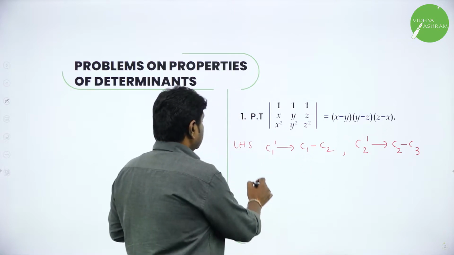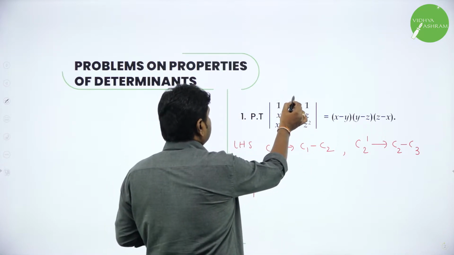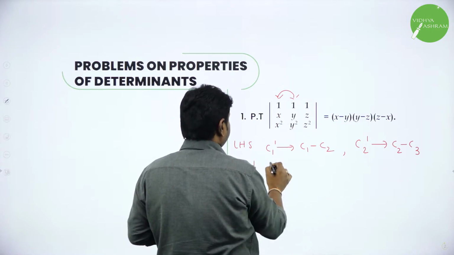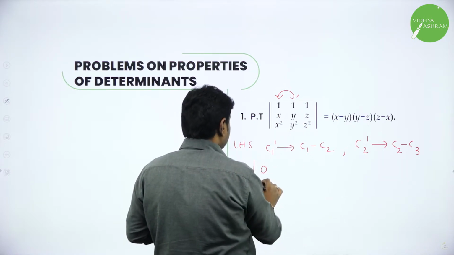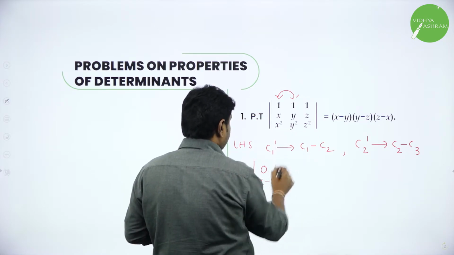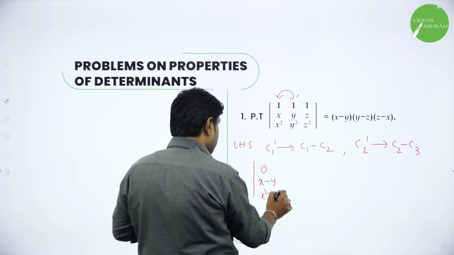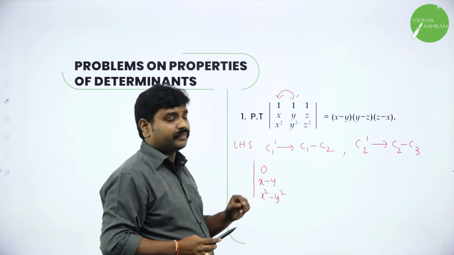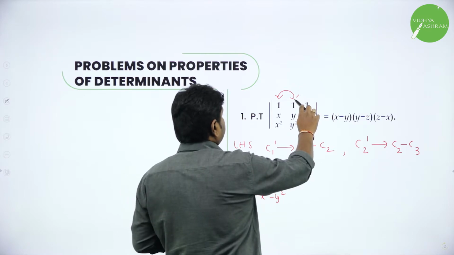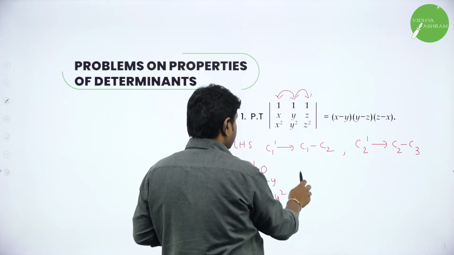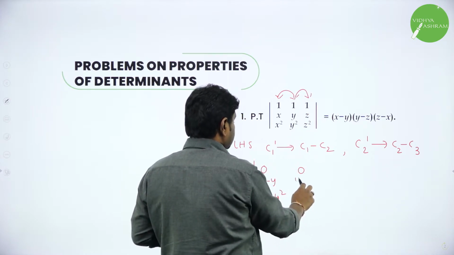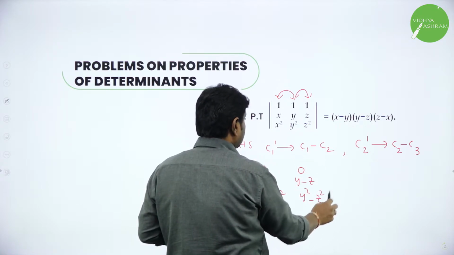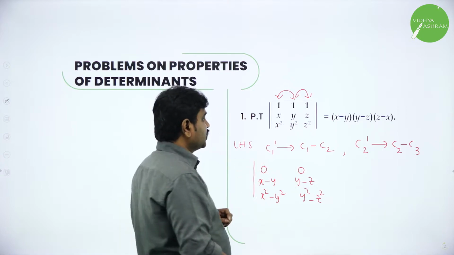If I do that, first column becomes this minus this. If you subtract 1 minus 1, 0, x minus y, and then x square minus y square. I hope all of you understood. So I am writing first column as first column minus second column. Then similarly, second column minus third column. 1 minus 1 is 0, y minus z, then y square minus z square, and third column will retain as it is. What is the third column?